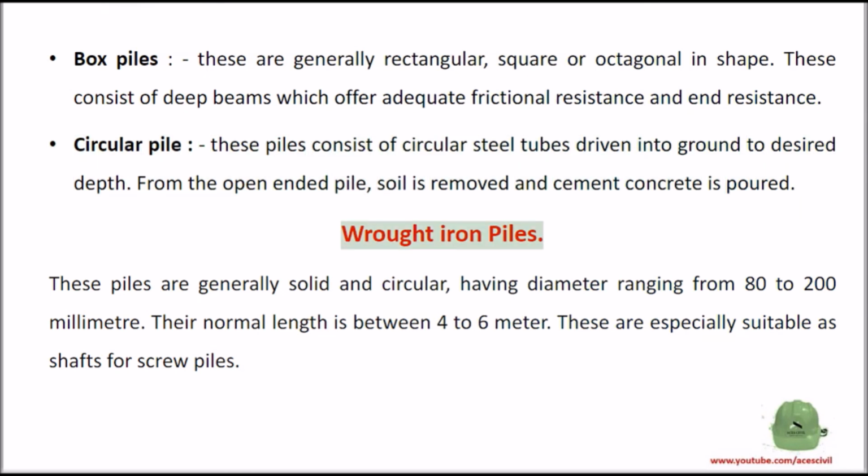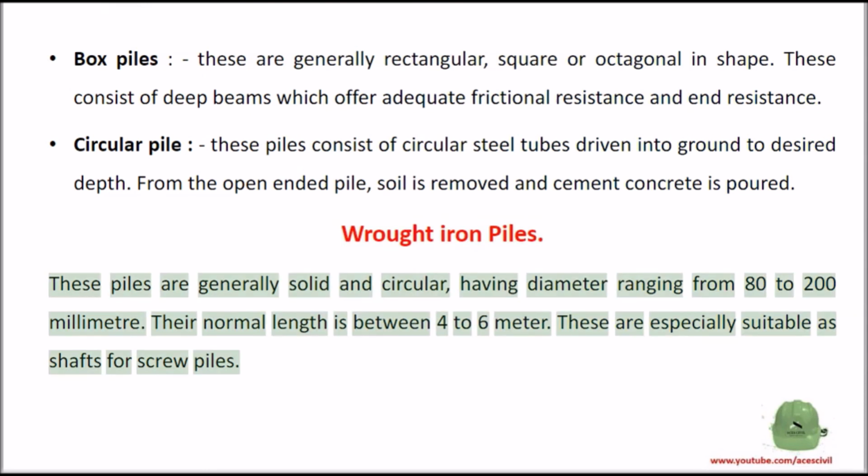Wrought iron piles. These piles are generally solid and circular, having diameter ranging from 80 to 200 mm. Their normal length is between 4 to 6 meters. These are especially suitable as shafts for screw piles.